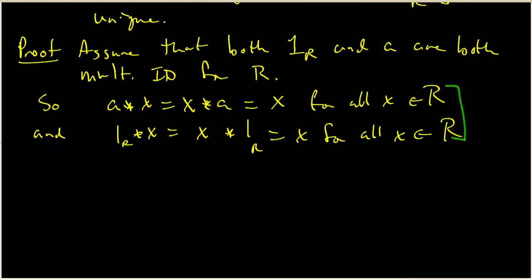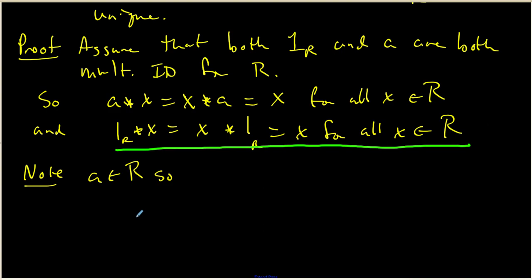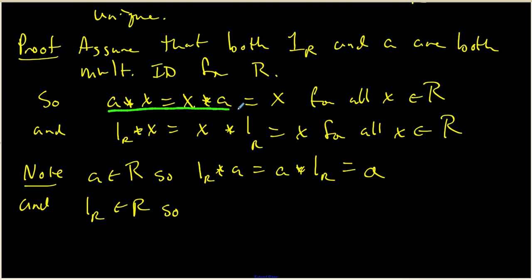Well, now what we're going to do is note that A belongs to the ring. So what that means is I can plug in A for X inside that universally quantified statement. In other words, I know that 1 times A is equal to A times 1, and that that's going to be equal to A. But I also know that 1 is inside my ring, and so I can plug 1 into this particular equation because this equation is also universally quantified over all elements inside my ring.